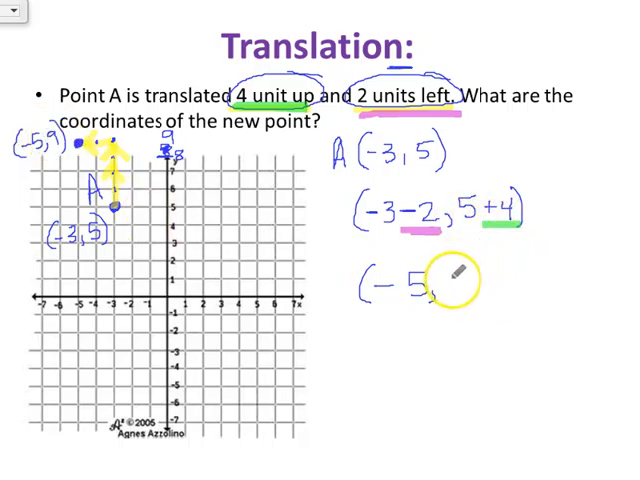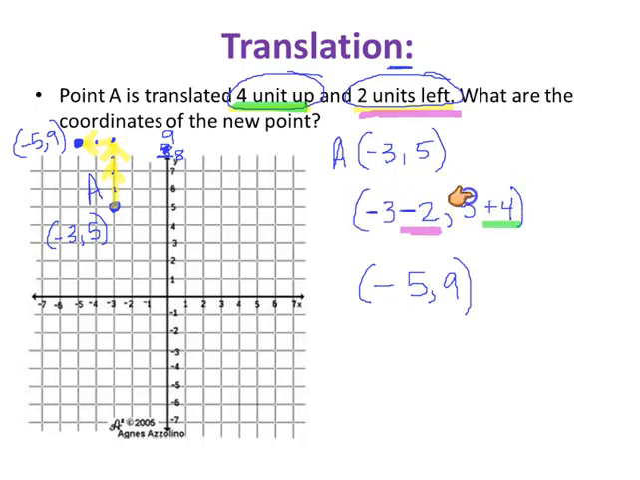4 plus 5 is 9. So we can either figure out new coordinates when we do translations by actually plotting the point and then doing the translation and finding what our new coordinate would be, or we can just apply the math to the existing coordinate. If we're moving left, we would take away from the x coordinate. If we were moving right, we would add to the original x coordinate.